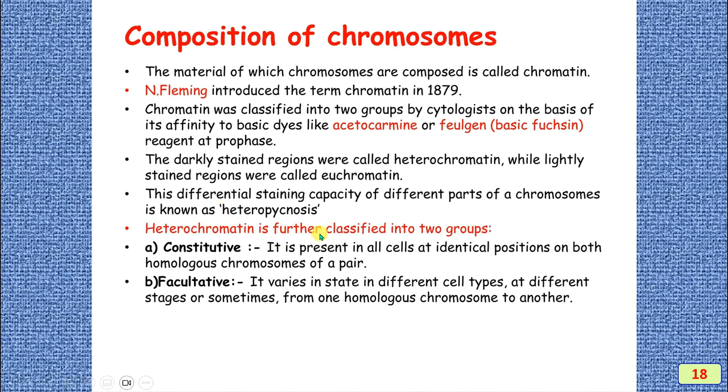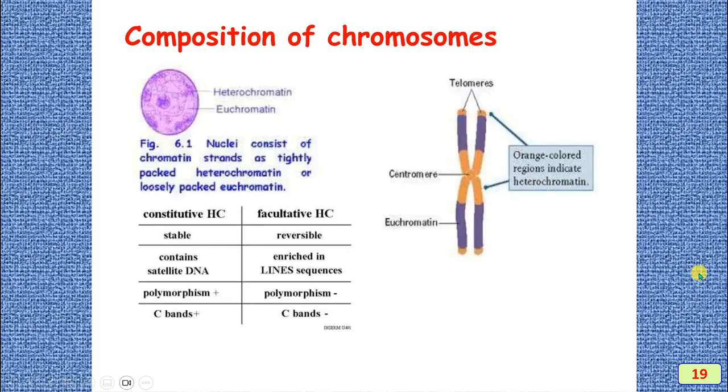And heterochromatin is further classified into two groups. First, constitutive, which is present in all cells at identical positions in both the homologous chromosomes of a pair. Then facultative, which varies in state in different cell types at different stages, sometimes from one homologue to the other. So here you can see the structure of a chromosome.